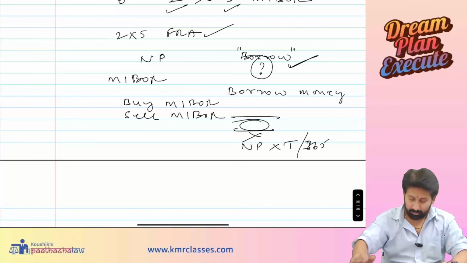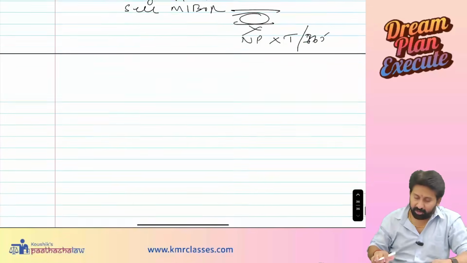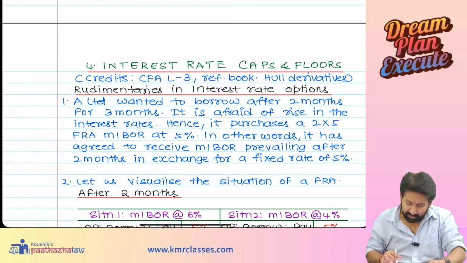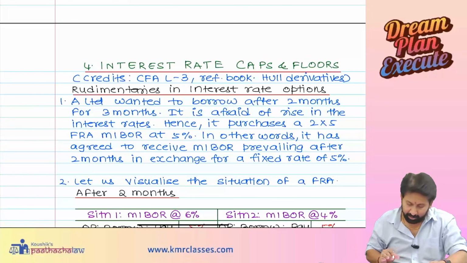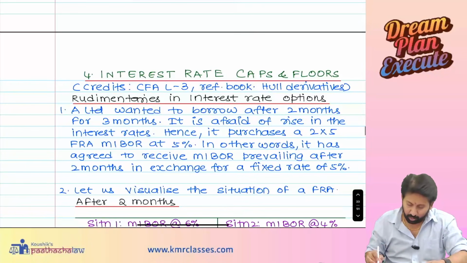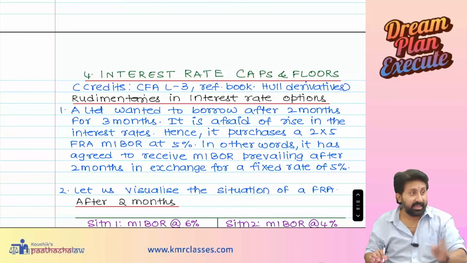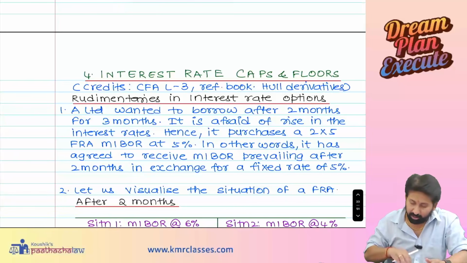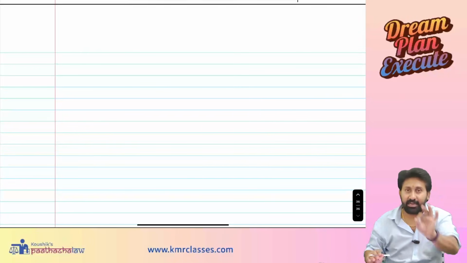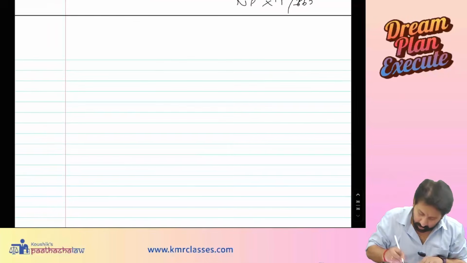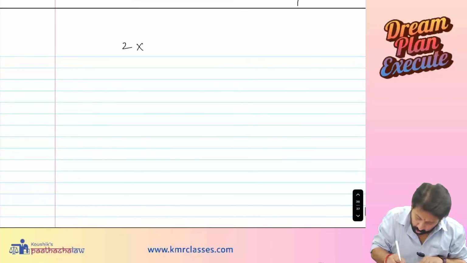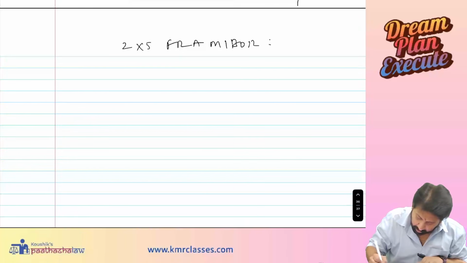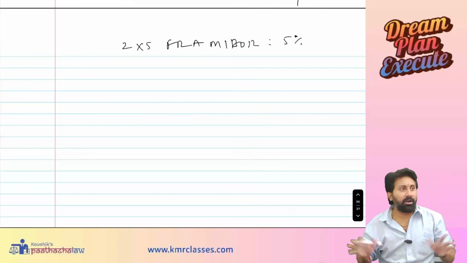Okay. So this particular company A Limited wants to borrow after 2 months for 3 months. It is afraid of a rise in interest rates. Hence, it purchases a 2/5 FRA at 5%. What is a 2/5 FRA at 5%? Listen carefully. 2/5 FRA MIBOR 5%. What do you mean by that?